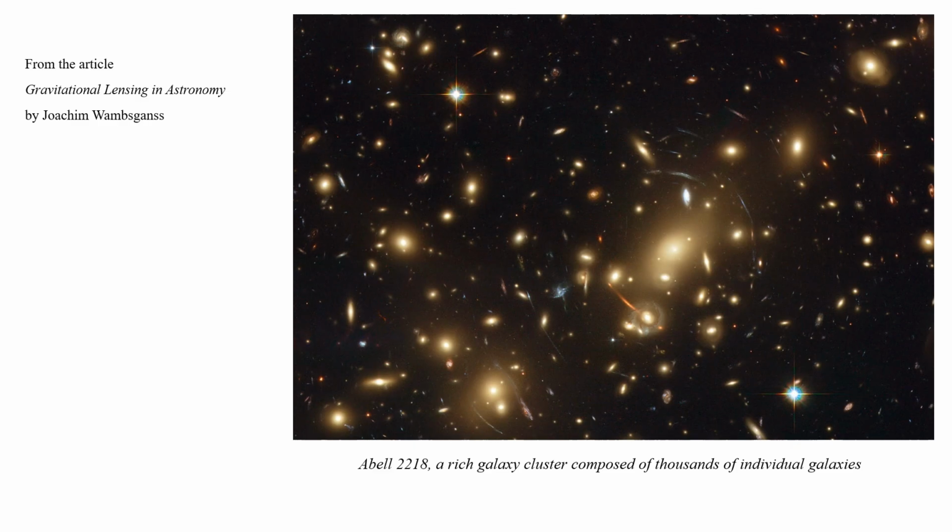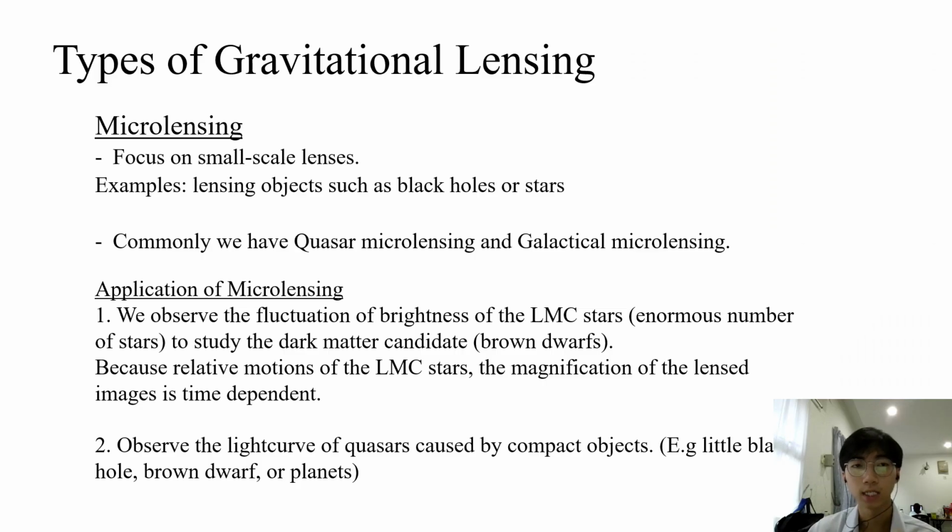This is an example of strong gravitational lensing. Next, the second type of gravitational lensing is microlensing. Its applications are to observe the fluctuation of brightness of stars in the Large Magellanic Cloud to study dark matter candidates that are brown dwarfs. Secondly, we use microlensing to observe the light curve of quasars caused by compact objects.